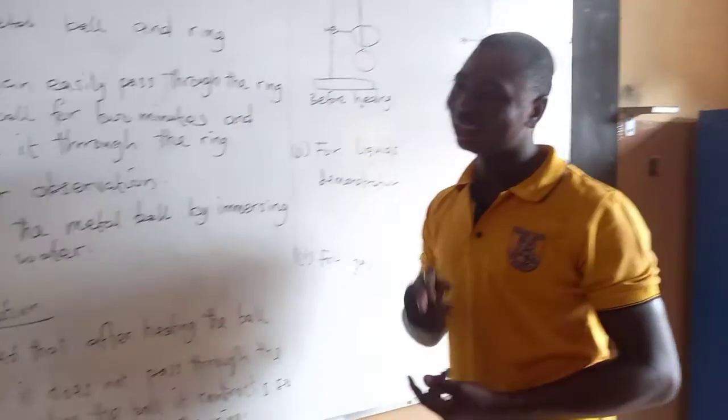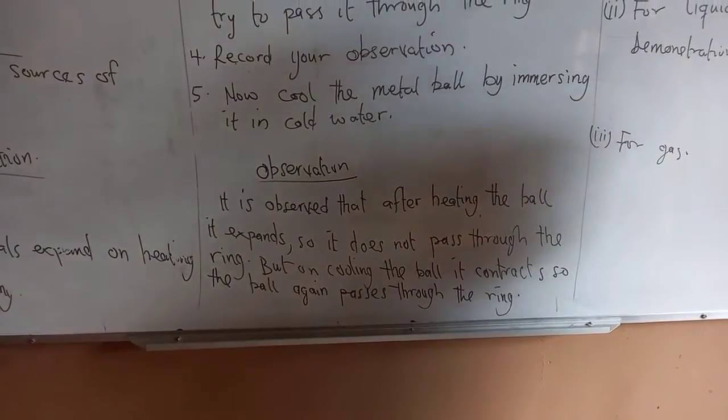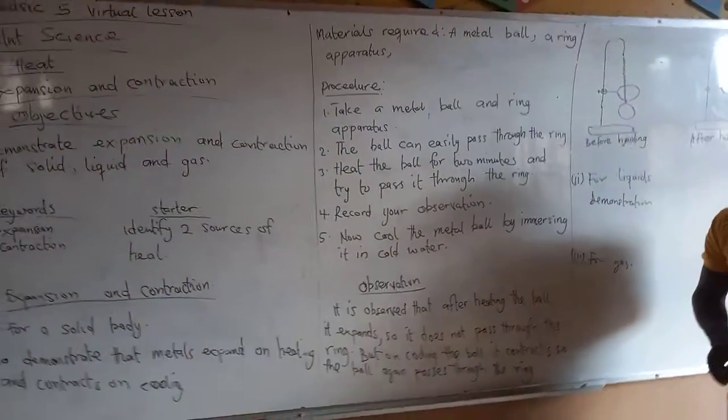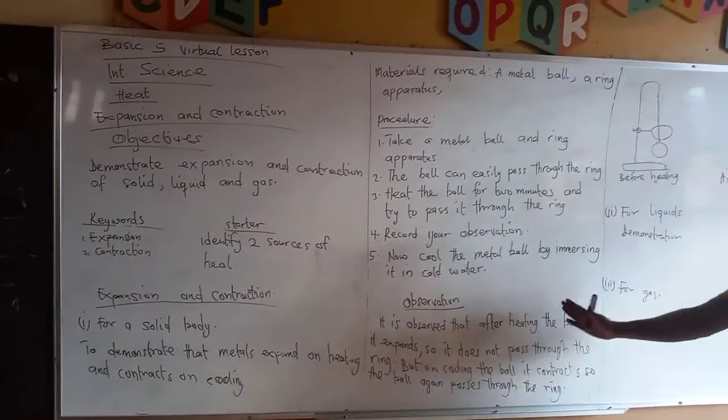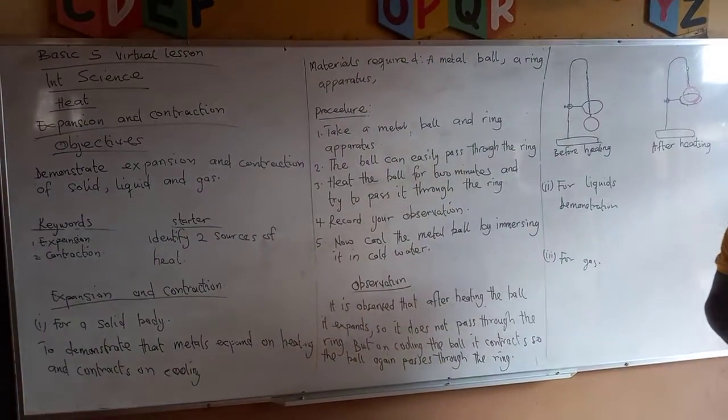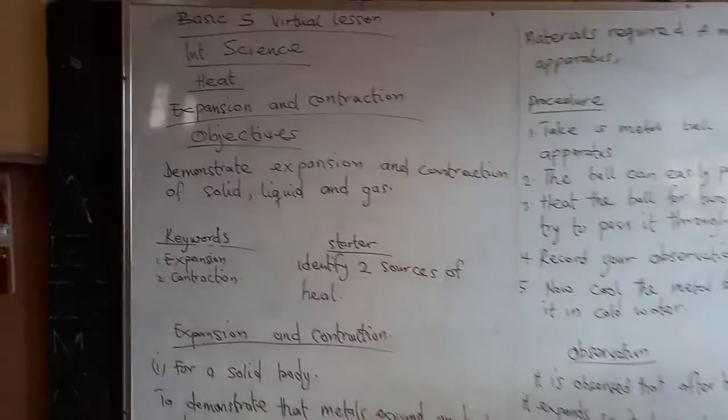What happened in our next video? Tell me your observation. This is what I observed. So try and tell me your observation. So this is for metal. This is for solid objects. Okay? This is for solid objects.